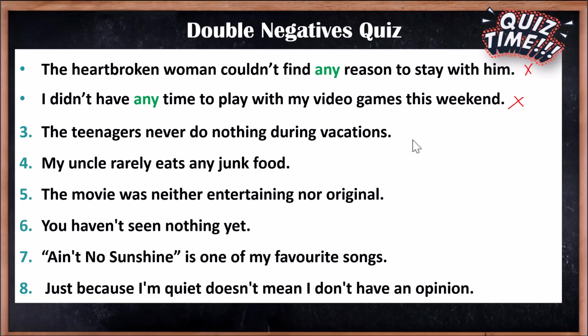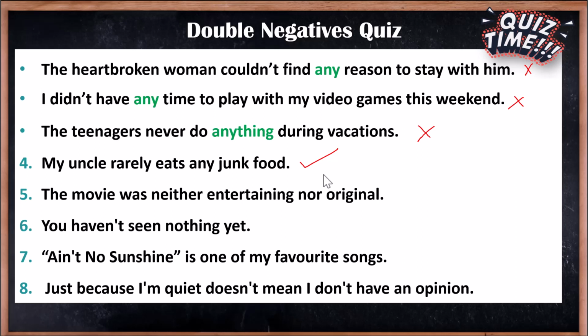Now, number 3 is also a double negative. So we need to change nothing to anything. The teenagers never do anything during vacations. Or you could remove never. The teenagers do nothing during vacations. What about number 4? My uncle rarely eats any junk food. So number 4 is correct. This is not a double negative. We're saying that my uncle almost never eats any junk food.